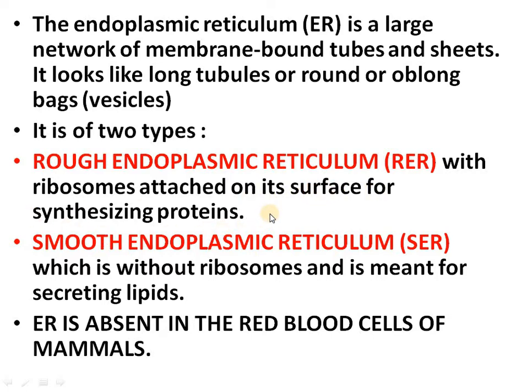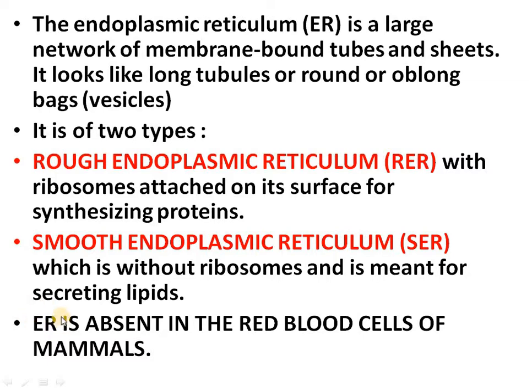As you know, ribosomes do the work of synthesizing proteins. So these ribosomes are attached to the surface of the rough endoplasmic reticulum. That is why it is known as RER. Next is smooth endoplasmic reticulum, which is without ribosomes and is meant for secreting lipids. Its work is to secrete lipids.